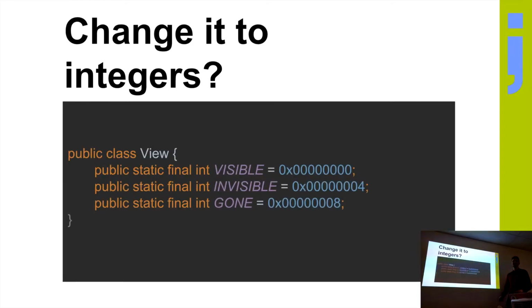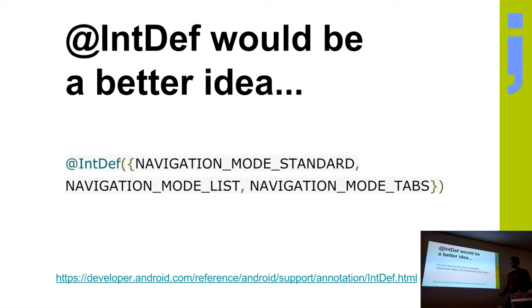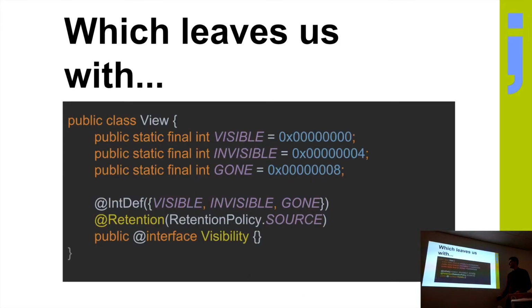And what do you mean by changing it to integers? It's like this, or maybe it's not a good idea. Maybe we should do it like they do in the SDK, with the IntDef annotation, with the link here if somebody wants to use it. But if you did it like the Android guys do it, it would leave you with this. So you have ints, which represent enum values, and you have an interface, Visibility, with all the states put into an int definition.